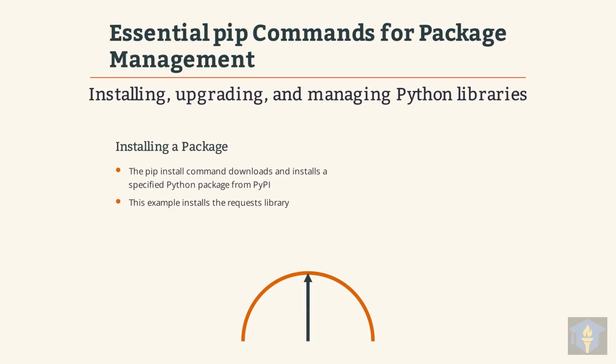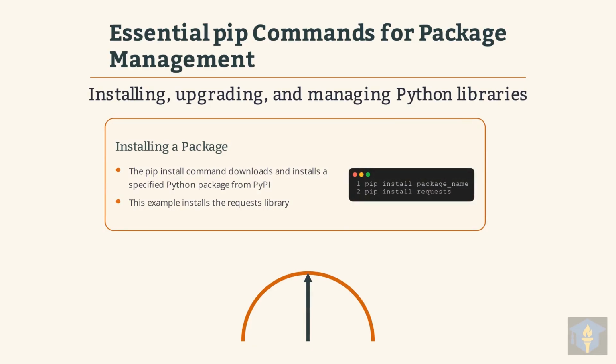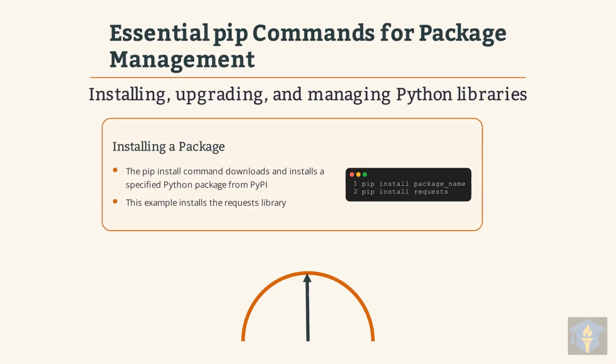The pip install command downloads and installs a specified Python package, like requests, directly from PyPI. You use pip install followed by the package name, such as pip install requests, to add new libraries.